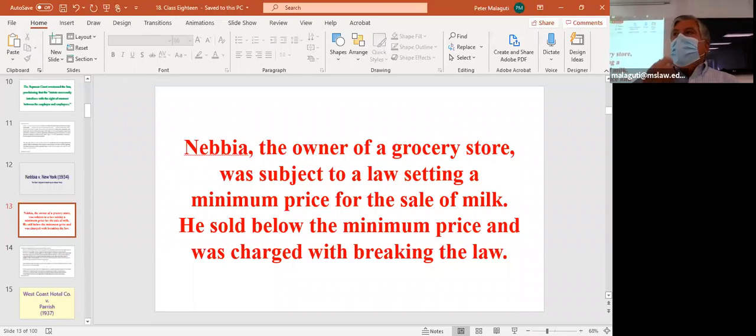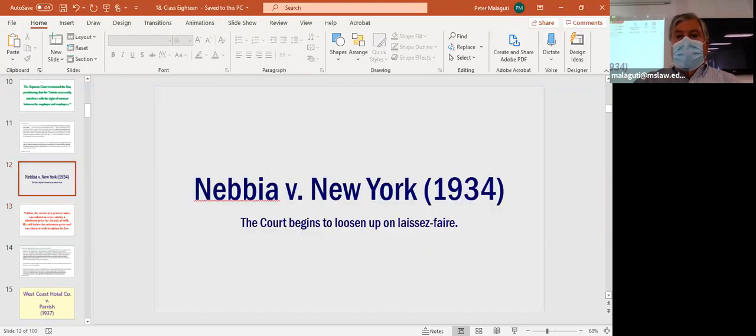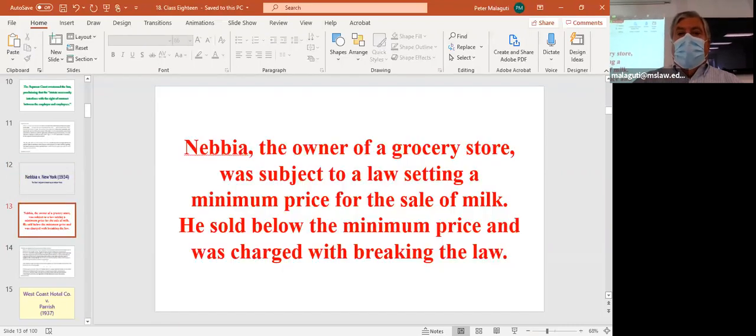Here, Nebbia owned a grocery store, and there was a New York law that required him to sell above a set minimum price. And he sold below the minimum price and was charged with breaking the law.